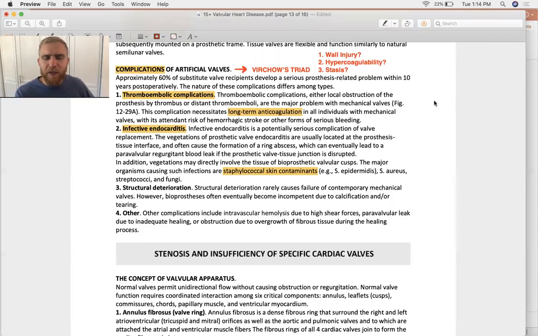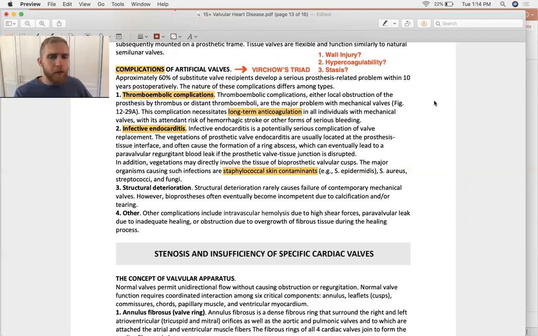Are you going to have stasis? Well, you got to stop Buddy's heart for an hour to put the valve in. So yeah, you got some stasis there. And then plus they're going to be in a hospital bed after that. So you've got all three of the components that you need to form a big fat clot inside the right auricle of a right atrium, right? Or the left auricle of a left atrium, depending on the valve that's being replaced.